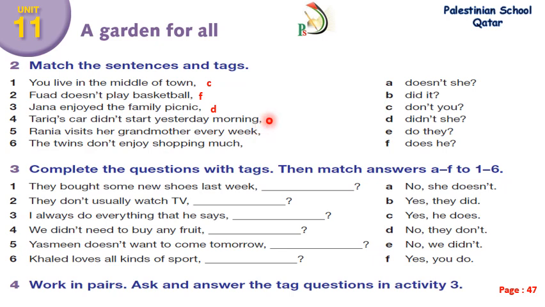Did you guess the answer? Very easy. I'm waiting. Yes, very good. Did it? Tariq's car didn't start yesterday morning, did it? Number 5. Rania visits her grandmother every week. Yes, very good. Doesn't she? Rania visits her grandmother every week, doesn't she? Number 6. The twins don't enjoy shopping much. Did you guess the answer?